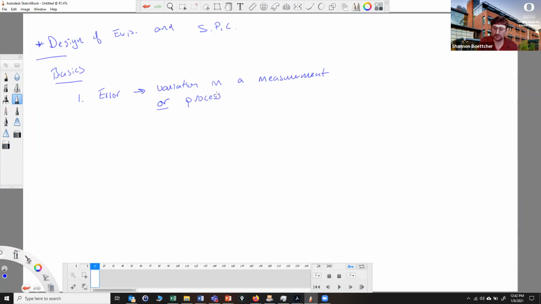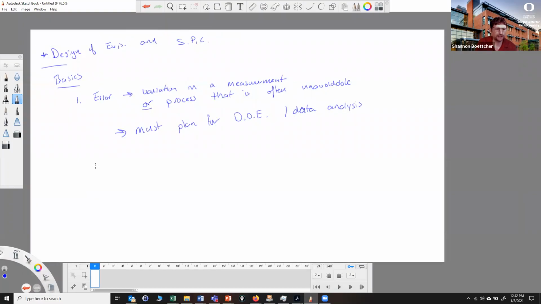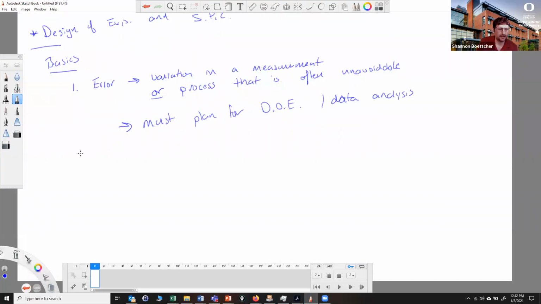So imagine you're making a battery electrode or something that is often unavoidable. And the idea here is we need to plan for this in how we design our experiments and how you do your data analysis. First, I need to sort of define some of the statistical concepts we need. We need to understand the idea of probability distributions. And a distribution is going to be, in this case, a collection of data points representing a population.